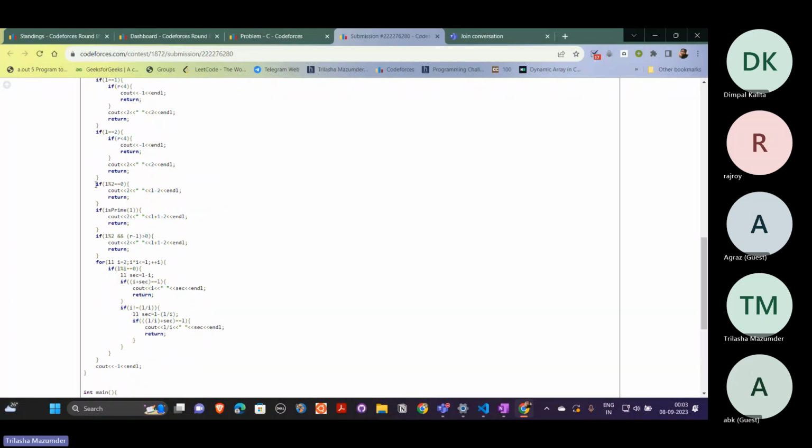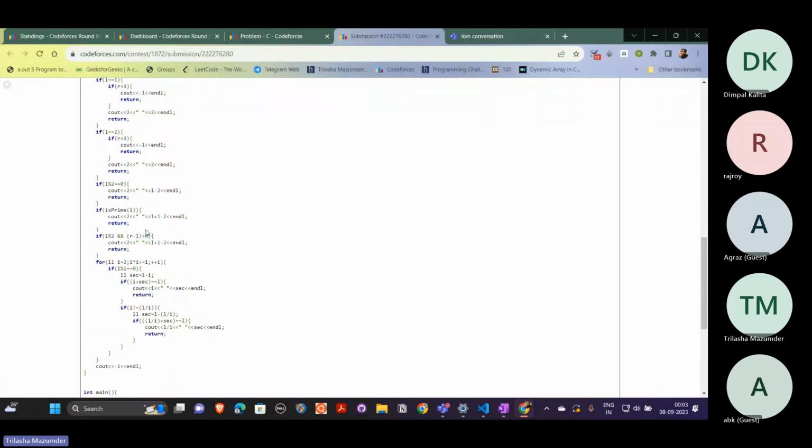The third case that I have handled is if my number L is not equal to 2, because 2 I have already handled above. If there is any other even number, then I can always make the sum as L, because L is an even number greater than 2. So if it is 6, I can make it 2 and 4. If it is 8, I can make it 2 and 6. So the highest common factor will always be 2 and the sum will always be equal to L. So this is one case I've handled.